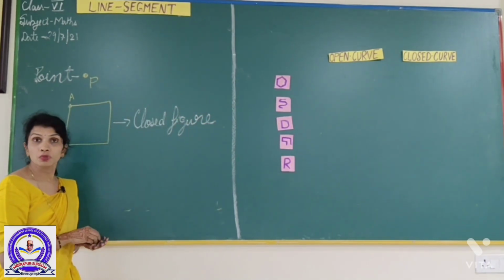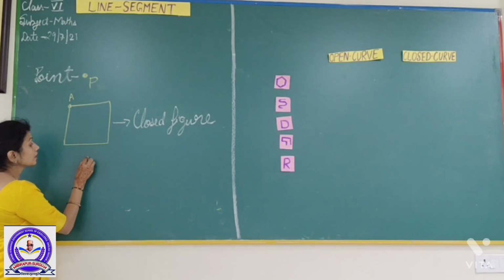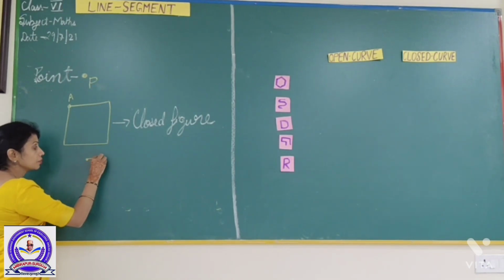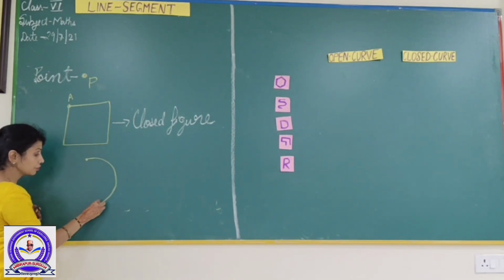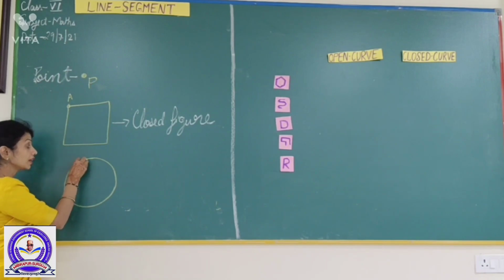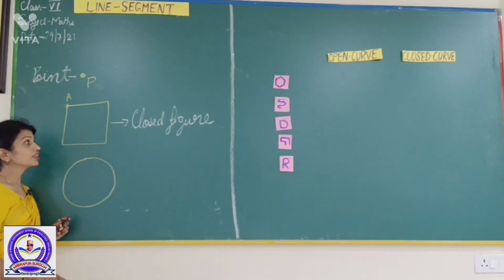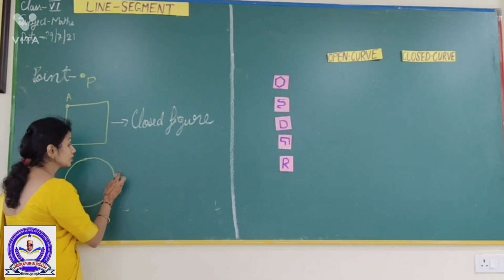Suppose I take one more example. Just see, I start from this point and I move, again I move, and I come back to this point. So what is this? This is a closed figure.